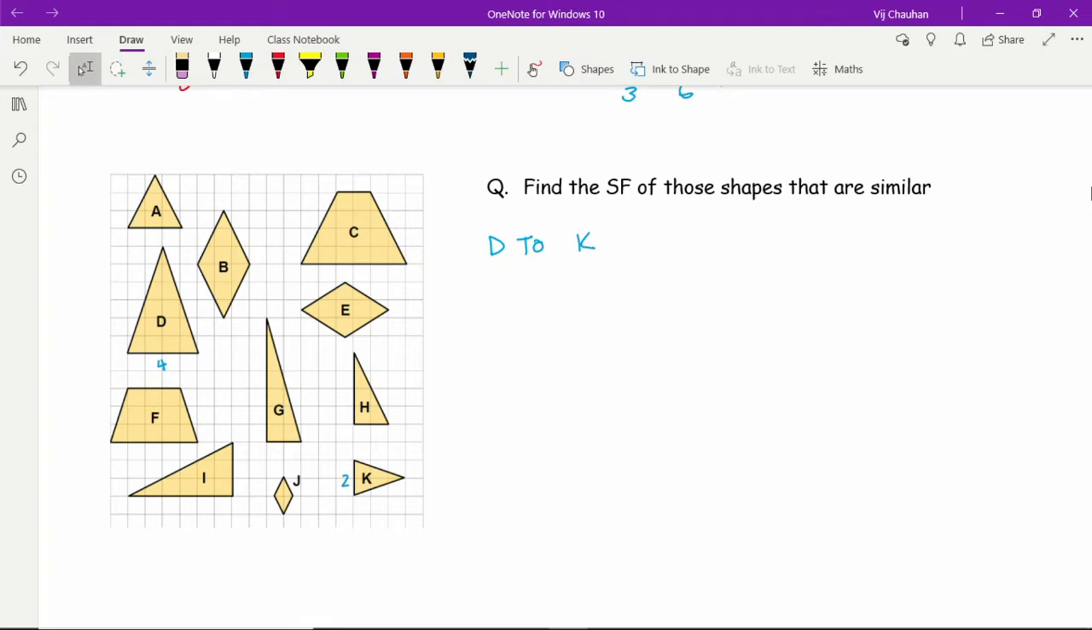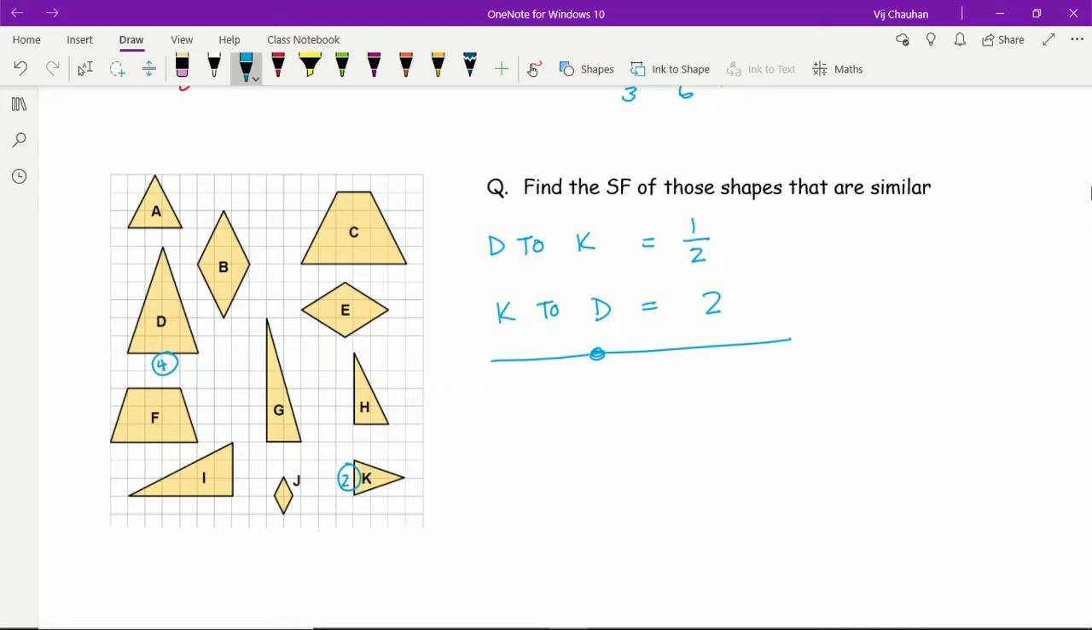So to get from D to K, or K to D, D to K is going to have a scale factor. So in order to get from 4 to 2, it's half the size. However, if I want to get from K to D, then I'll need to double it. And it's always important that you know that the scale factor going from one shape to the other is going to be different, because going from D to K, I'm making the shape smaller, whereas if I'm going from K to D, then I'm making the shape bigger.